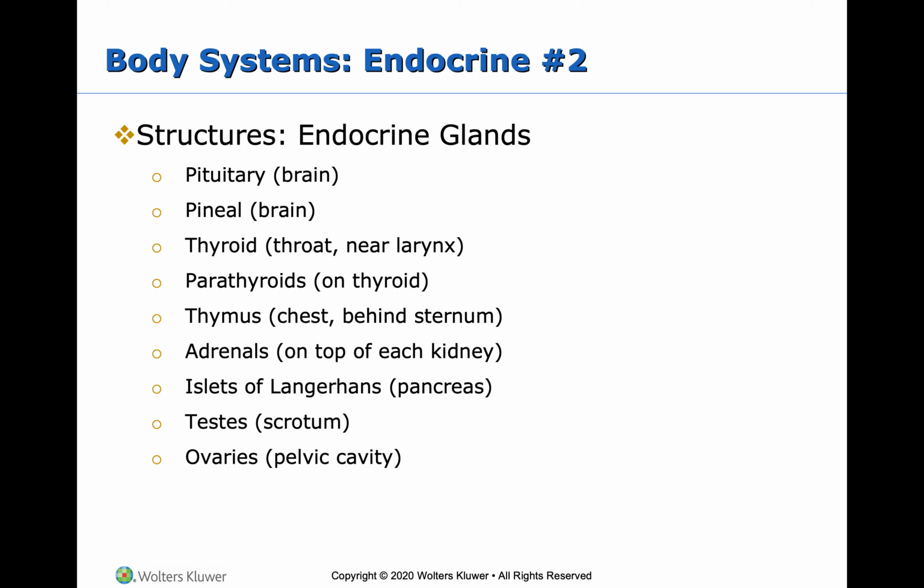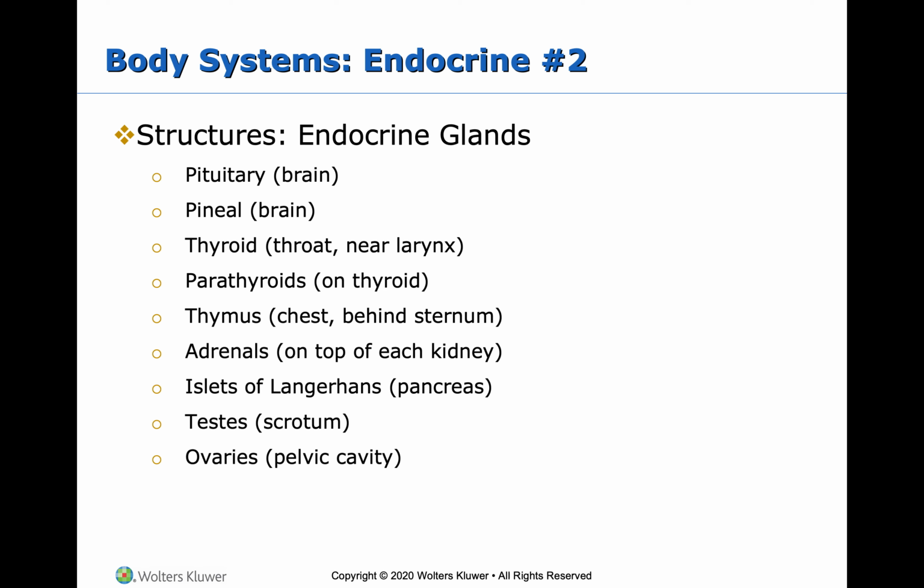Table 5.7 on page 132. This is a great chart. It gives you the type of gland, the location of the gland, the hormone it releases, and then the function of that hormone in the body. So I'll give a couple examples.